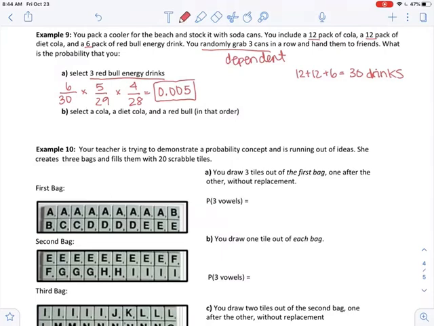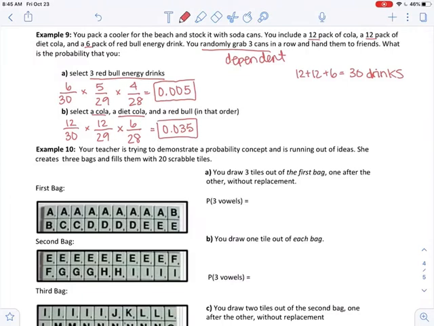So what is the probability that we select a cola, a Diet Cola, and a Red Bull in that order? So first we have 12 out of 30. Now, if we're selecting a cola, then when selecting a Diet Cola, that's still going to be 12 because there's 12 total of those, but there's going to be 29 drinks left in there. So now we're going to have a Red Bull. So since we haven't selected a Red Bull yet, there are still 6 possible Red Bulls. However, there are 28 drinks available. We multiply those all together and we get 0.035.